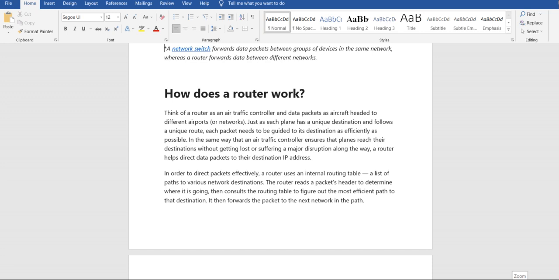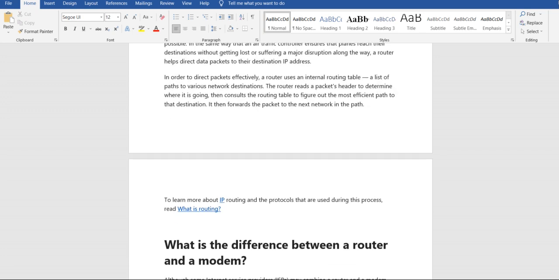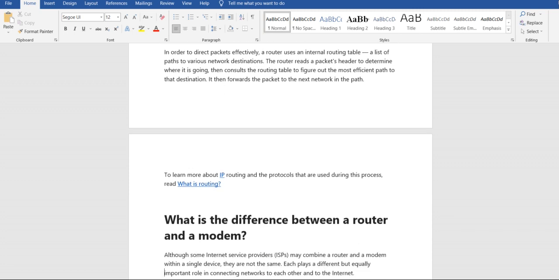A router helps direct data packets to their destination IP address. In order to direct packets effectively, a router uses an internal routing table, a list of paths to various network destinations. The router reads a packet header to determine where it is going, then consults the routing table to figure out the most efficient path to that destination. It then forwards the packet to the next network in the path. To learn more about IP routing and protocol data used during this process, read what is routing.